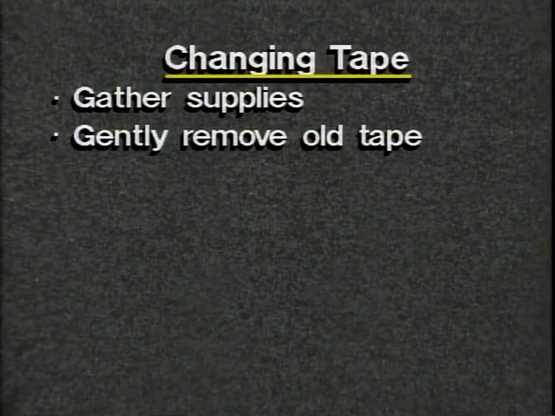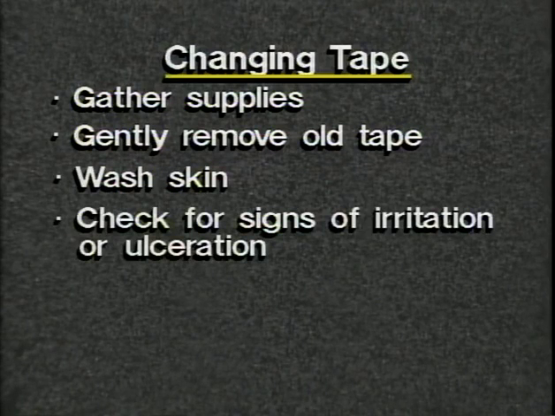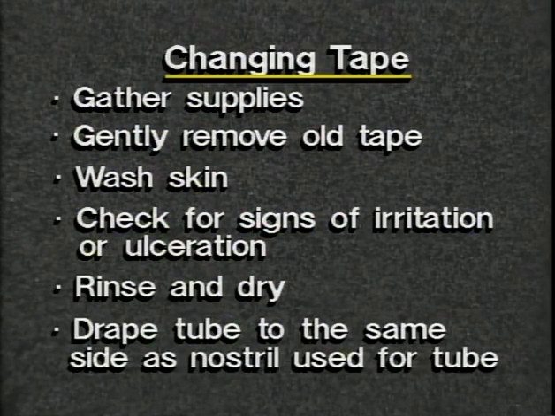Hold the tape securely in place and gently remove the old tape. Wash the skin with soap and warm water. Be careful that you do not displace the tube. Check for any signs of irritation or ulceration. Rinse well and pat dry. Gently drape a section of the tube over the same side of the face as the nostril that contains the tube. Be sure that the tube does not rub against or pull on either nostril.